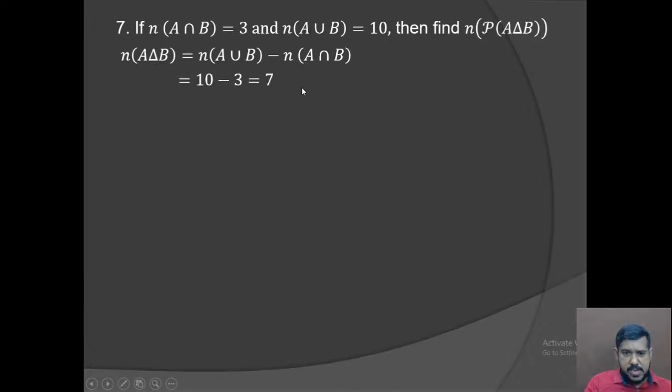So it is 10 minus 3, which is equal to 7. So that's the answer. Right. Now in the question you are asked to find the power set of A symmetric difference B.